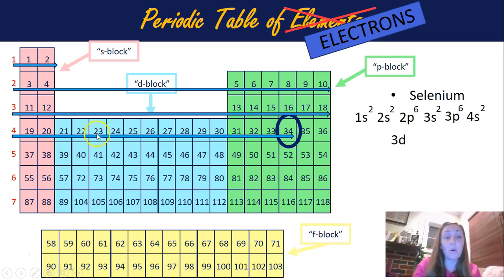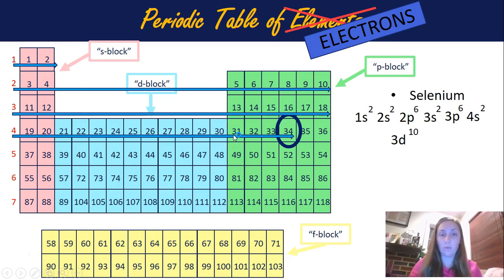All right, you go across and count how many do you have. And when you count these, you have 10. Okay, so 3D10. That brings you to electron 30. You have to get to 34, so you keep going. You go back to regular rules in the P block. So we're back to 4P. And how many do you have? 1, 2, 3, 4. Notice you don't finish, you don't have 6. You only go to electron 34. So there you go. That's selenium.